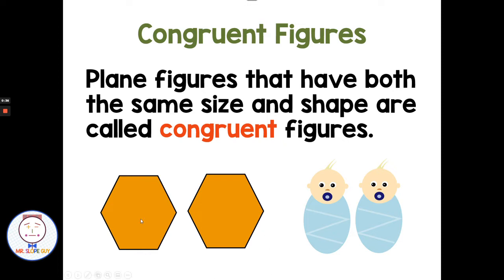So we have a couple examples of congruent figures here on the bottom. We have some hexagons. And we have twins. Same in size and shape.